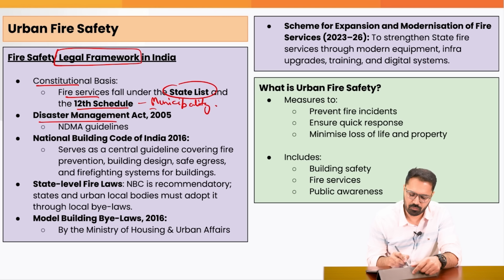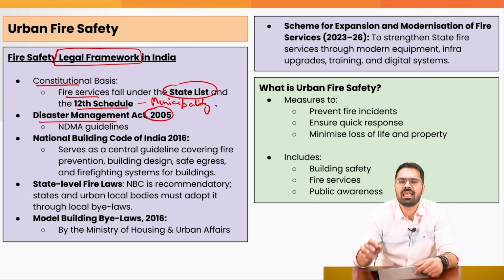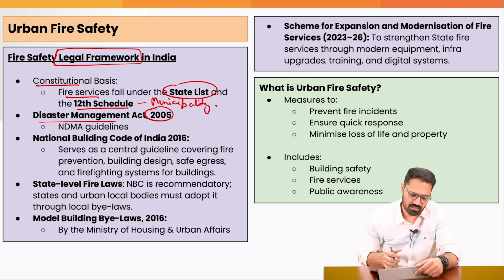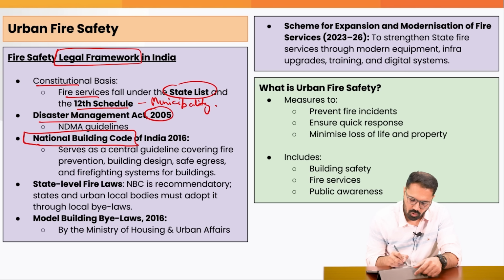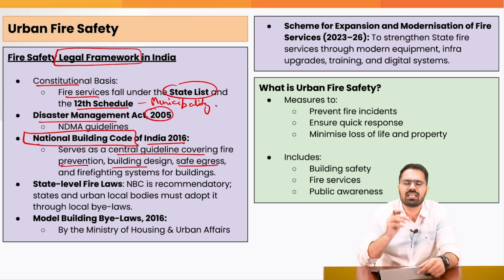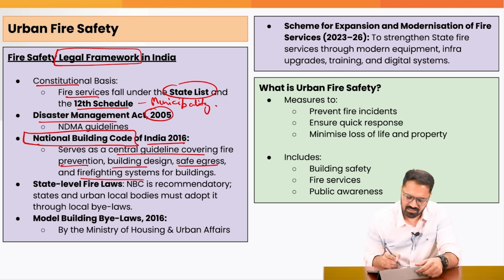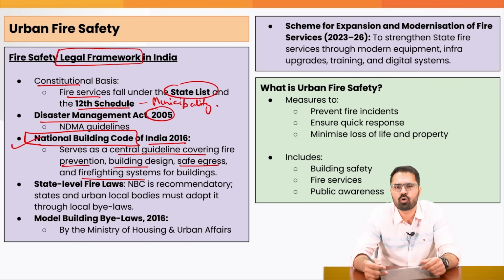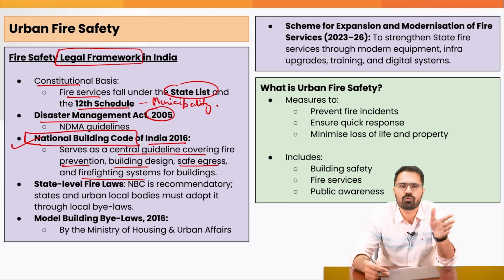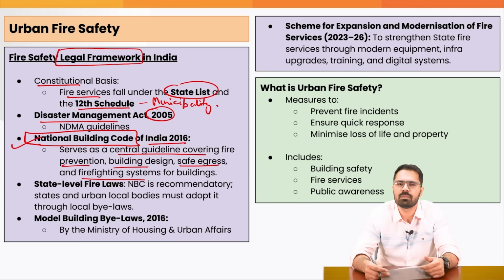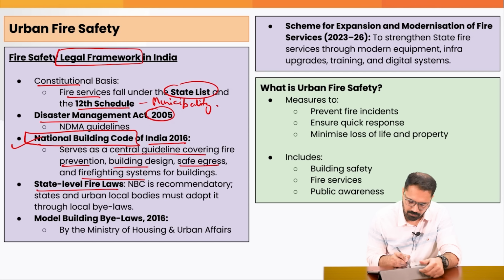Then you have the Disaster Management Act of 2005, where the NDMA, National Disaster Management Authority, has given guidelines. Basically, they have given guidelines regarding do's and don'ts, what you have to do inside a home to prevent such fires. Then you have the National Building Code of 2016. This National Building Code serves as a central guideline covering fire prevention, building design, safe egress. Safe egress means whether there is safe passage for moving out of that building or not, and firefighting systems for a building. So this building code provides certain guidelines that you have to follow while constructing a building, so that in case tomorrow there is some fire, at least people can escape from that building. Then you have state level fire laws.